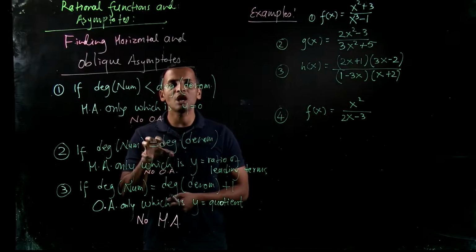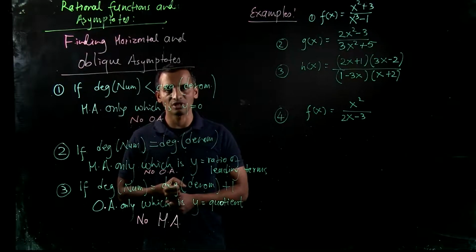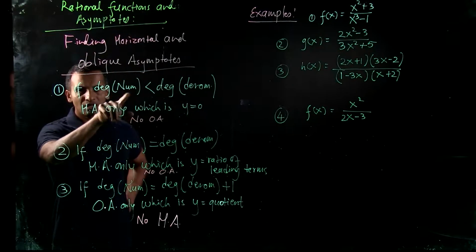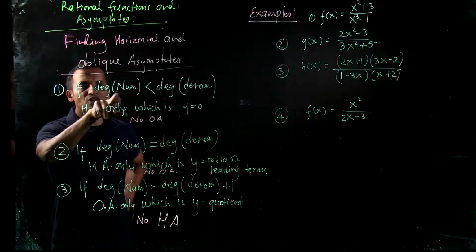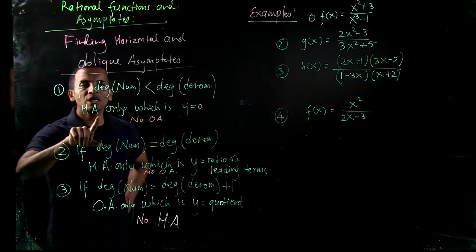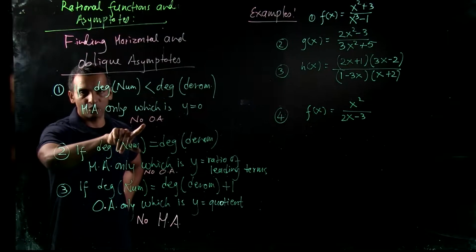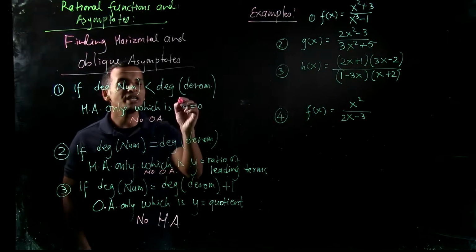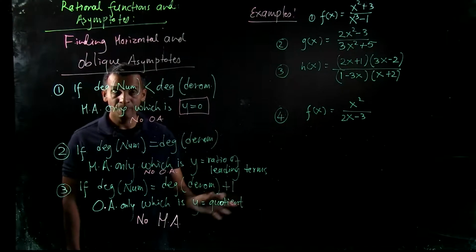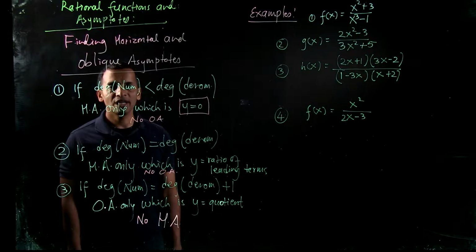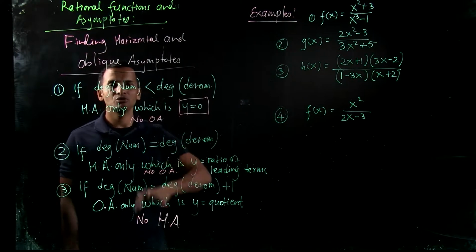It depends on the degrees of the top and bottom of a rational function. Rule number one: if the degree of the numerator, the top function, is smaller than the degree of the bottom function, the denominator, then there is only a horizontal asymptote, no oblique asymptote in that case. But what is that horizontal asymptote? The horizontal asymptote will be y equals 0 for any such problem. If the top degree is less than the bottom degree, there will be just a horizontal asymptote, and that will be given by y equals 0.